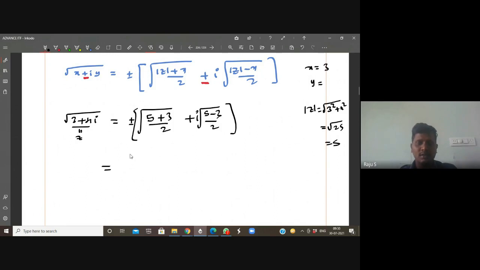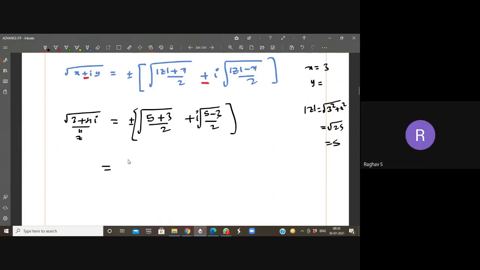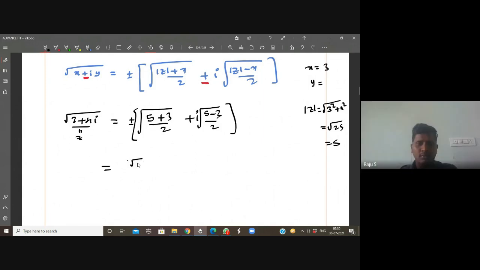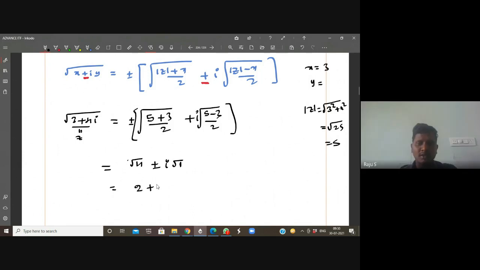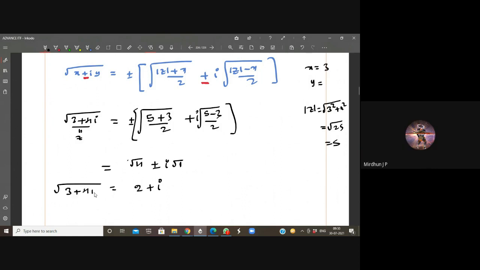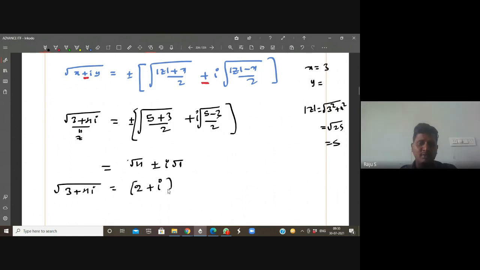So this is clearly plus or minus of root 4 plus iota root 1. Root 5 minus 3 means 2, 2 by 2 means 1. Nothing but this value becomes plus or minus 2 plus iota. I am not taking minus, this is 2 plus iota. Okay, plus or minus will be there.